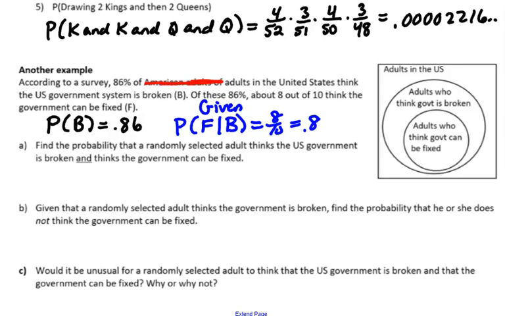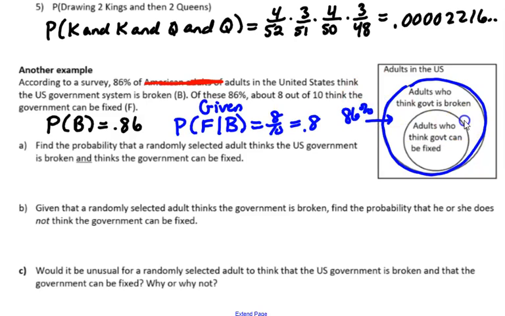Now, how do we look at this diagram and think about what these numbers mean? This big circle represents 86% of American adults. So this whole circle here is 0.86, or 86%. Why don't I just write 86%? That makes more sense when we're looking at the drawing. So 86% of American adults think the government is broken. That's our first thing.